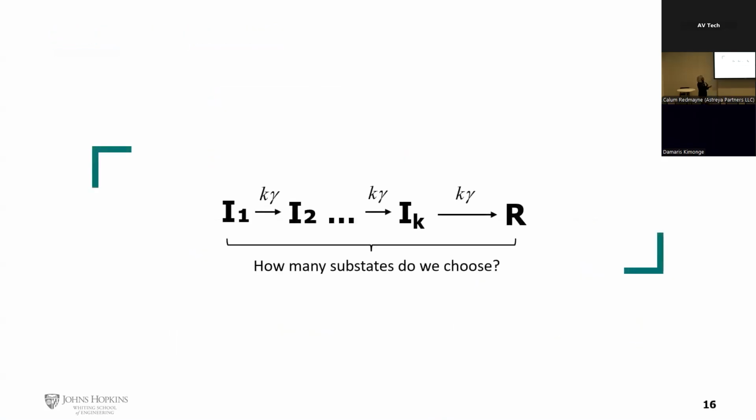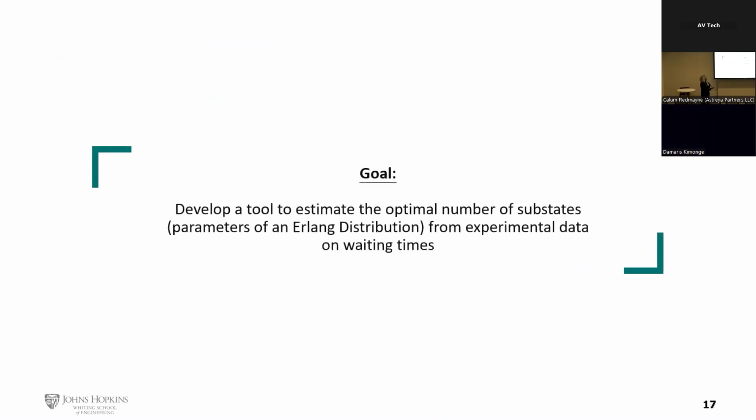which then leads us to this other question: given the disease, exactly how many substates do we choose? And what's the most appropriate number of substates for a given model? That's the overall goal of this project: to develop a tool that will estimate the optimal number of substates, or parameters of our Erlang distribution, from experimental data on waiting times.